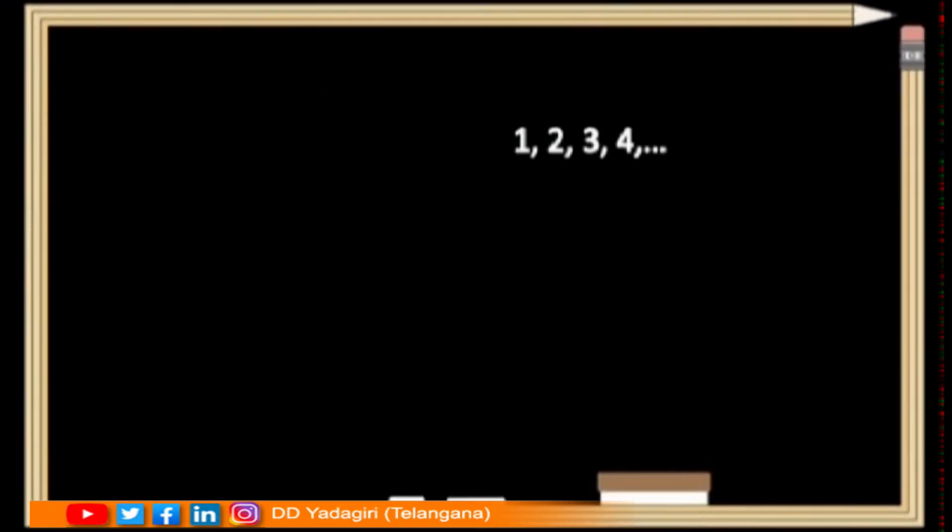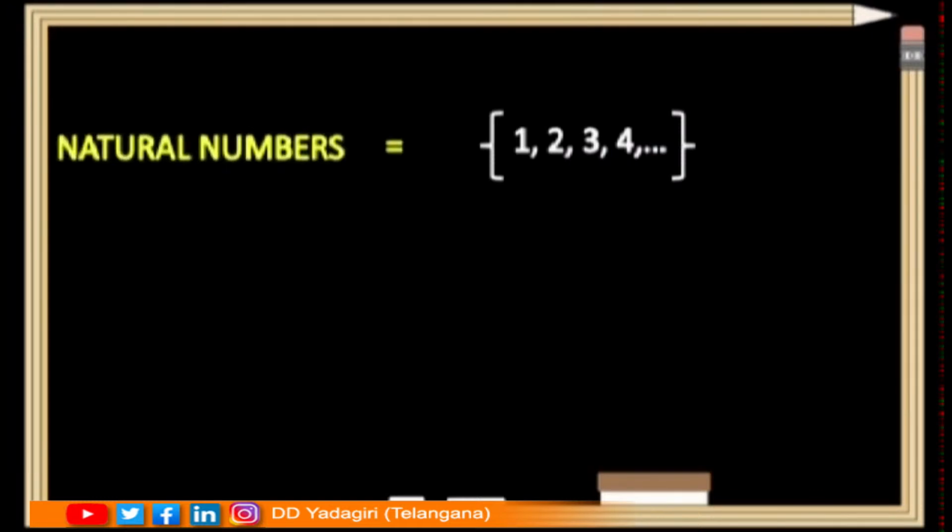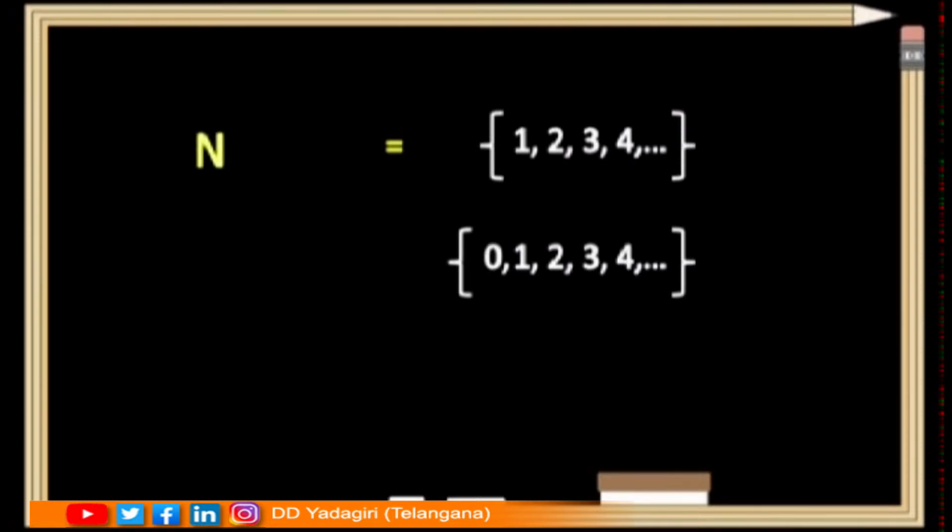Students, here we have a collection of numbers like 1, 2, 3, 4, and so on. Can you tell the name of this number set? Yes, that is the collection of natural numbers, called the natural number set, and it is denoted with the letter N. If we include 0 in this set, we get another collection: 0, 1, 2, 3, 4, and so on. Can you tell the name of this number set? Yes, that is the whole number set, which is denoted with the letter W.